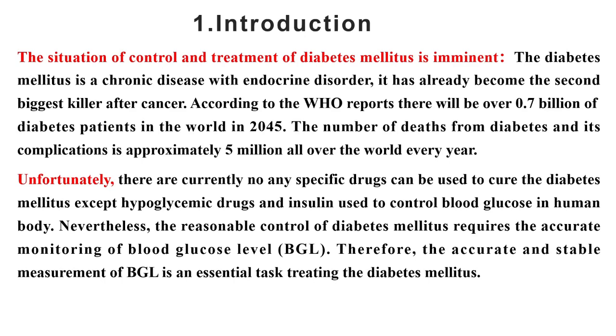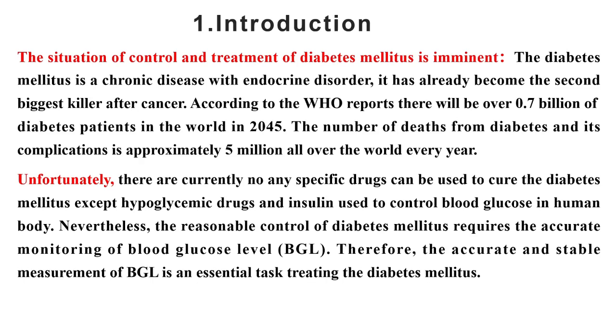As we know, diabetes mellitus is a chronic disease with endocrine disorder. It has already become the second biggest killer after cancer. According to WHO reports, there will be over 0.7 billion diabetes patients in the world in 2045. The number of deaths from diabetes and its complications is approximately 5 million worldwide every year. So the prevention and treatment of diabetes mellitus is imminent.